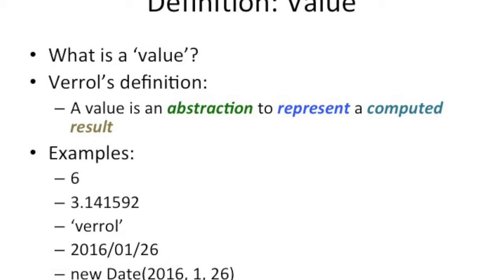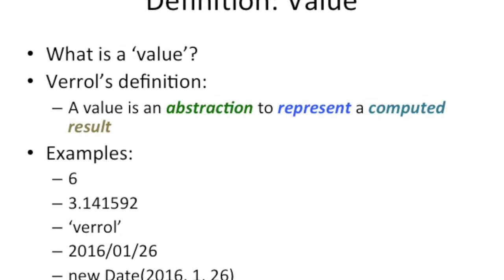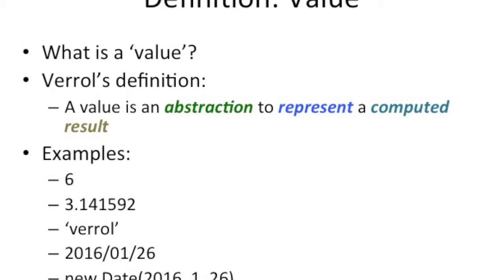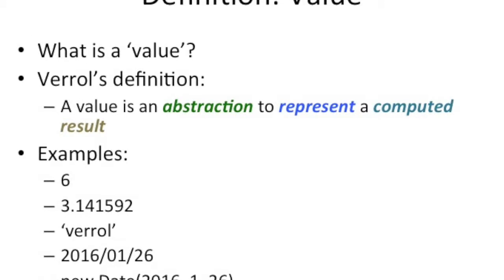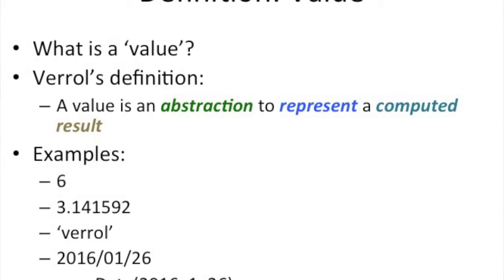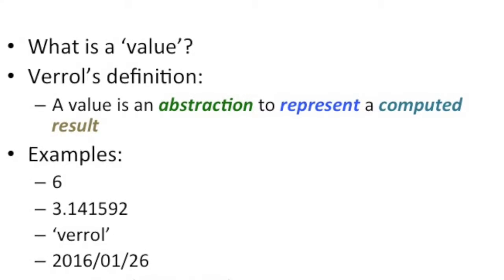So this is my definition. I didn't look in the dictionary and I want to give you the computer science definition. So I think a value is an abstraction to represent a computed result. Now, I don't think that's going to be very far off from if you look up what are values in a computer on Wikipedia, for example.